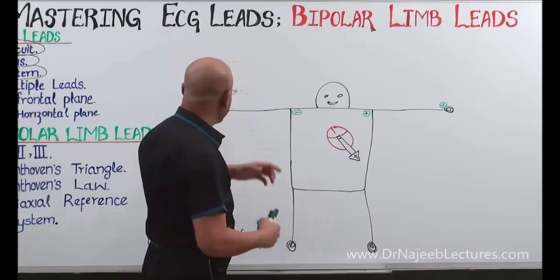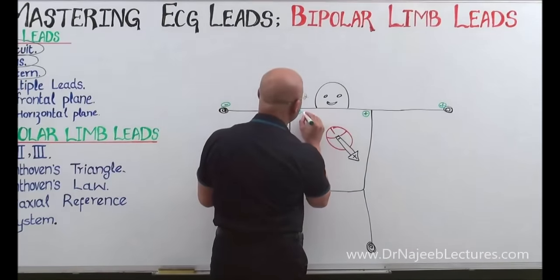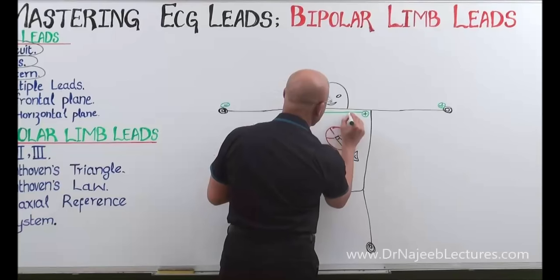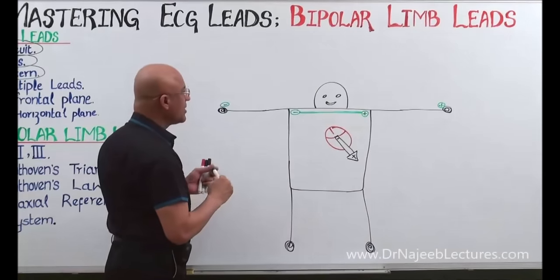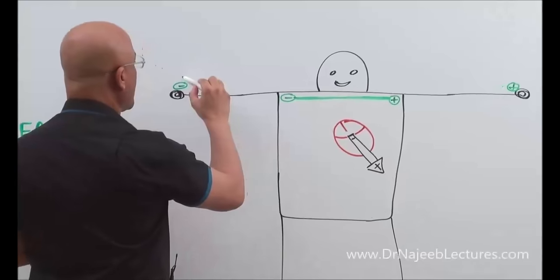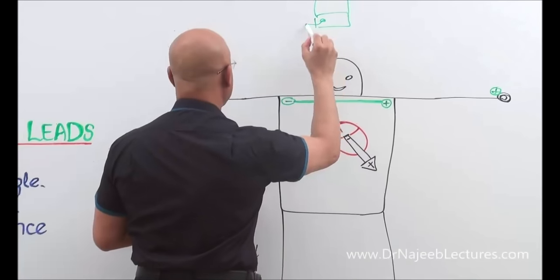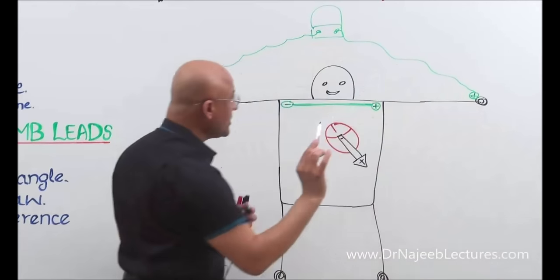In the same way, when we are making lead number 2, this is the axis of lead number 1. Very good, this is the axis of lead number 1, right? And this is the circuit of the lead number? One. Is that right? Yes.